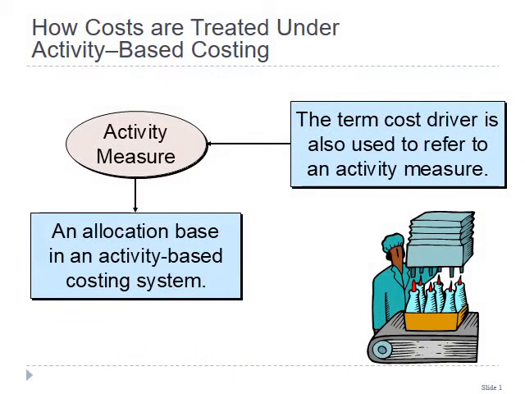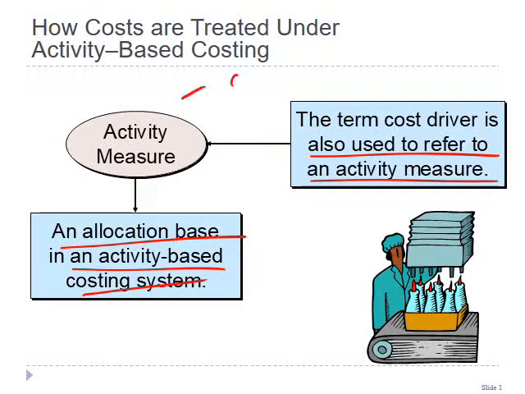An activity measure is basically an allocation base in an activity-based costing system. The term cost driver is also used for activity measure. So whether you use the word cost driver or activity measure, it is the same thing. We can also use that cost driver, right?